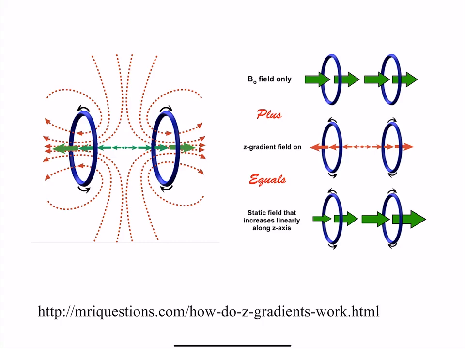Okay, so let's talk a little bit about how these gradients are formed. The Z gradient is typically formed by two coils with currents going in opposite directions. This coil generates a field going one way, and this coil generates a field going the other way. And if you take the addition of those two coils, you get a linear gradient in the Z direction.